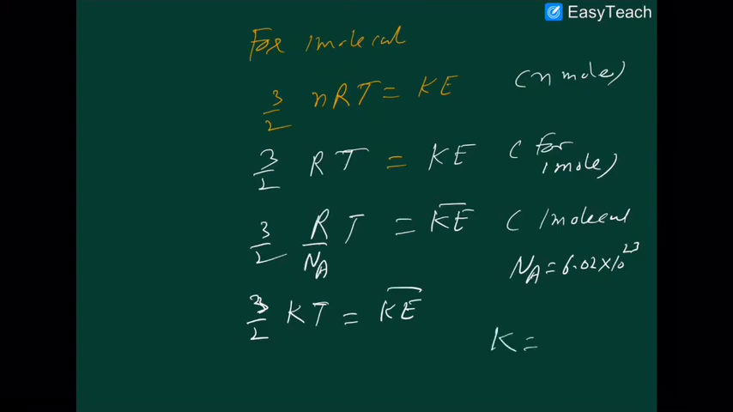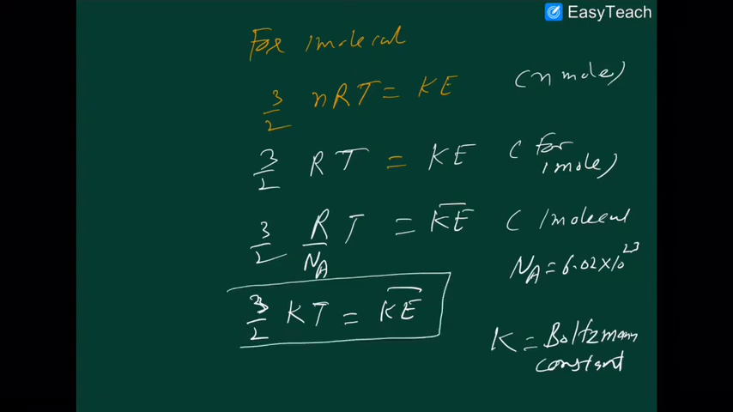So k is called here the Boltzmann constant. This value stands for the average kinetic energy for one molecule. This is the energy for 1 mole of the particles, and that is the energy for any n number of particles.